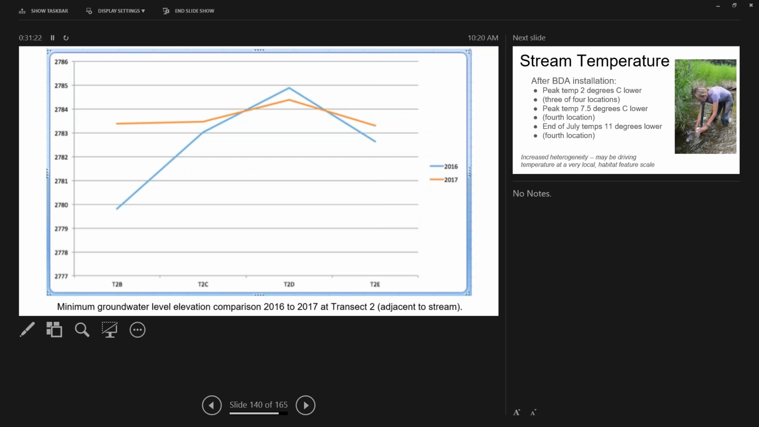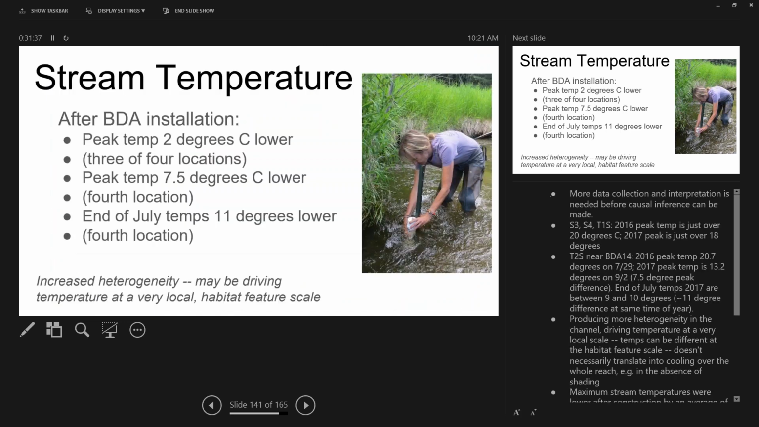And actually, if you know of a grad student who's looking for a project, we've got an amazing data set. We are looking to partner with somebody who would be passionate about making good use of that data. So let me know if you want to have a conversation about that. We've collected quite a lot of data since before construction.